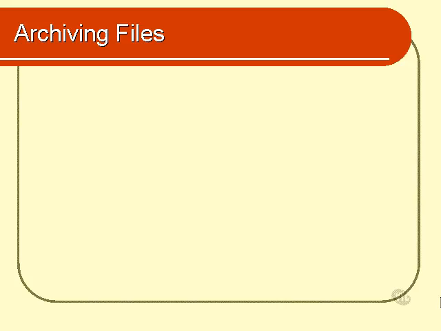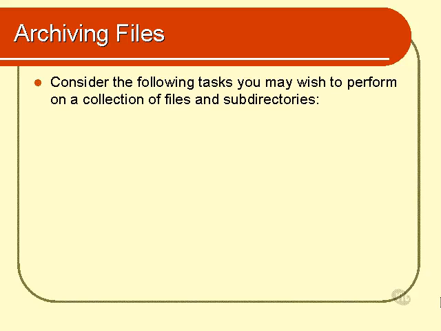This module is called Archiving Files. In order to understand what archiving is, let's have a look at some of the tasks that we might need to perform on a collection of files or subdirectories. So imagine that you have a directory somewhere, and in it you can have a collection of files and maybe some subdirectories as well, and you want to perform some actions on all of those files and subdirectories as a unit. Not just as a collection of 100 different files, but as one block, as one unit, as one entity.